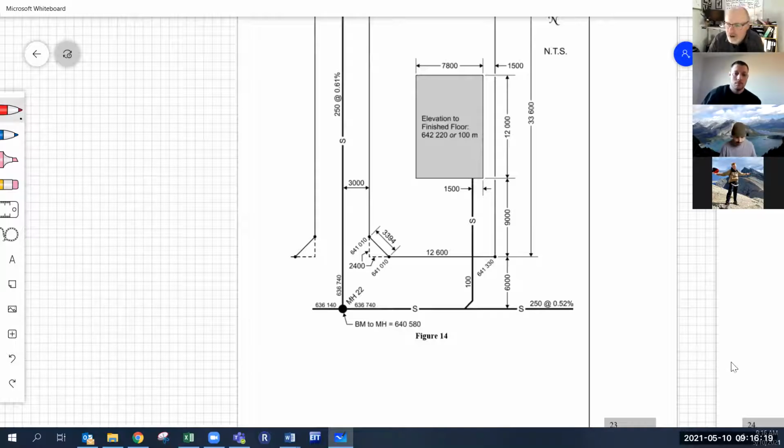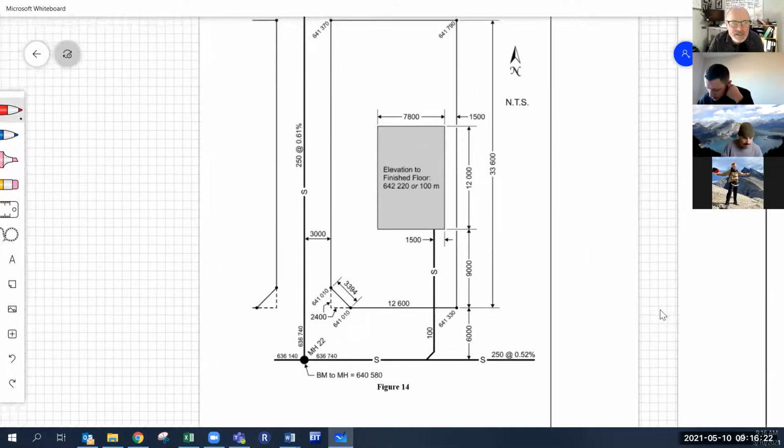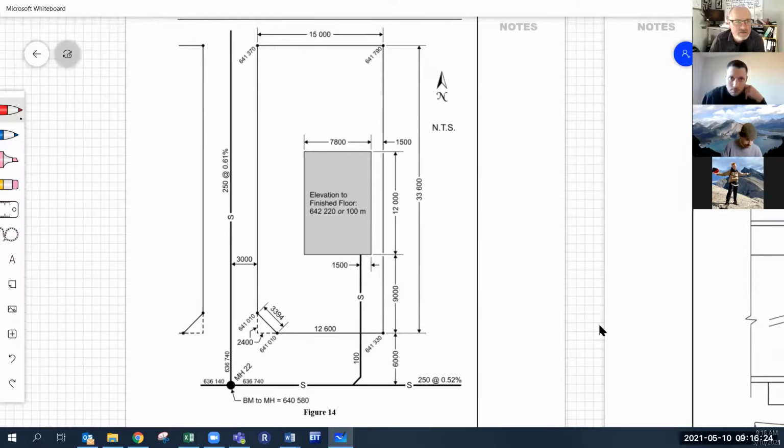Which corner of the property is the highest? Anybody know what corner is the highest out of this property? Northeast. So this corner right here is the highest of all of them? Yes, it is. So the northeast corner is the highest on the property.